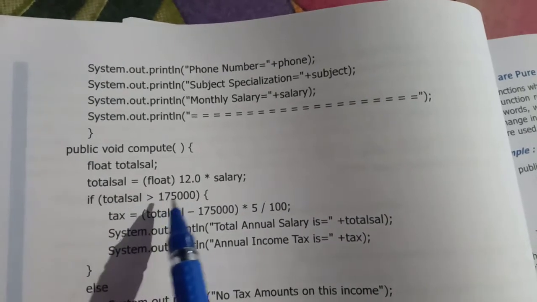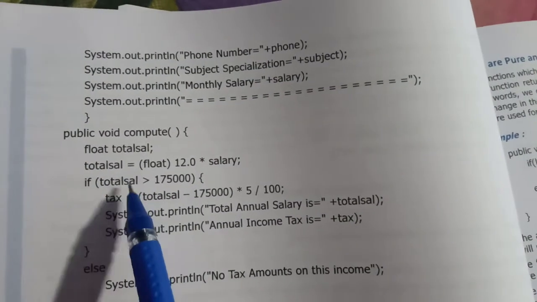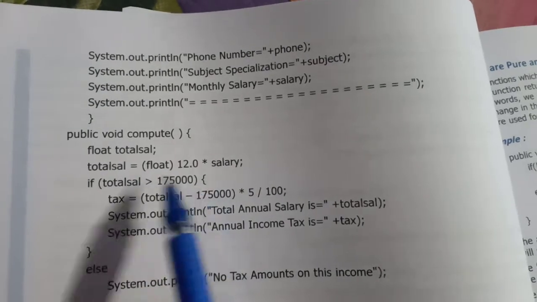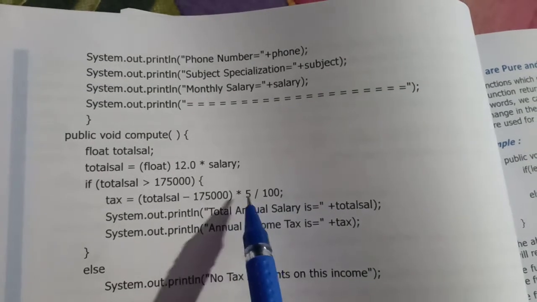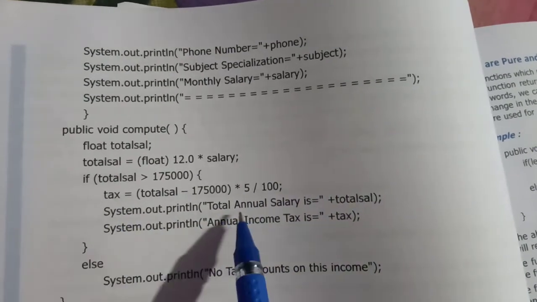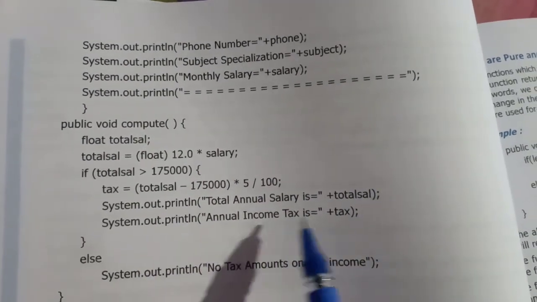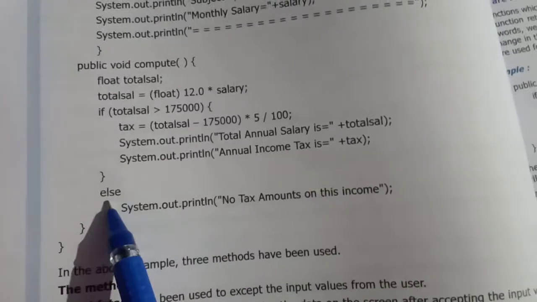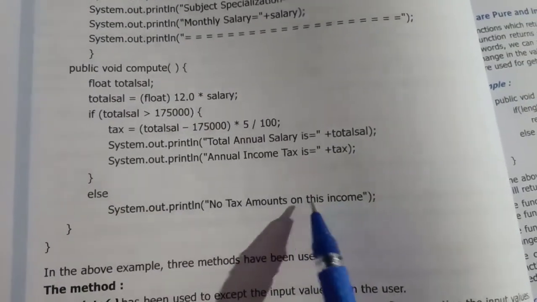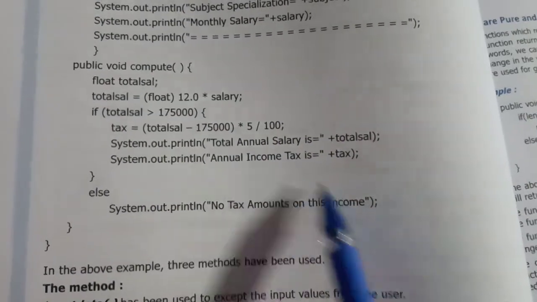इफ़ टोटल सैलरी ग्रेटर देन 1,75,000, अगर इफ एल्स लूप आई टोल्ड यू, इफ़ टोटल सैलरी ग्रेटर देन 1,75,000, टैक्स क्या होगा? टोटल सैलरी माइनस 1,75,000 इंटू 5/100. फिर मैसेज क्या प्रिंट होगा कि टोटल एनुअल सैलरी इज टोटल सैलरी एंड एनुअल इनकम टैक्स इज प्लस टैक्स. मीन्स जो यहाँ पे निकलेगा वो यहाँ पे मैसेज प्रिंट होगा. एल्स में क्या मैसेज प्रिंट होगा? नो टैक्स अमाउंट ऑन द इनकम. अगर इनकम कम निकला तो उसका कोई टैक्स नहीं होगा, और अगर इनकम ज़्यादा निकला तो उसका टैक्स होगा. दिस इज़ द ऑल प्रोग्राम.